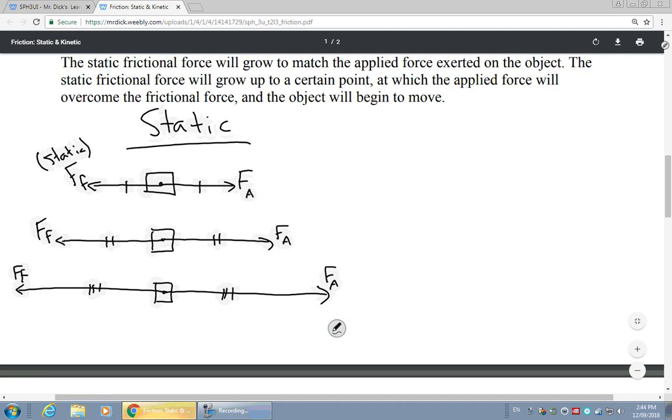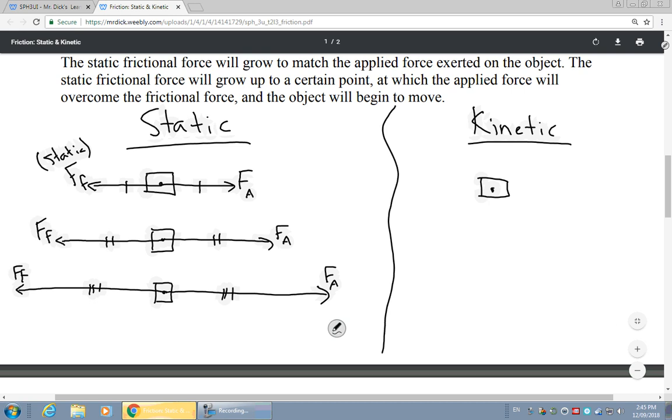But we know that that can't go on forever. There must be some breaking point, no matter how heavy an object is and how rough the surfaces interacting are. Eventually, this box is going to start to move if we pull hard enough. As soon as it starts to move, it will still experience friction, but it will experience kinetic friction now. So in this case, once it finally starts to move, our diagram of the box forces will look a little bit different.